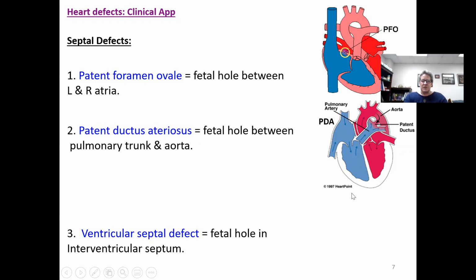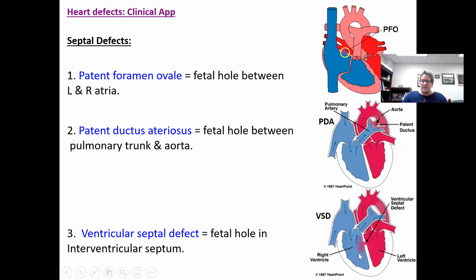So the interventricular septum separates the right ventricle from the left ventricle, and this hole is in that interventricular septum. Again, the problem here is that oxygen poor blood mixes with oxygen rich blood, and then when the left ventricle contracts during ventricular systole, it ejects diluted oxygen blood into the aorta. And so the body is going to receive less oxygen when this happens.